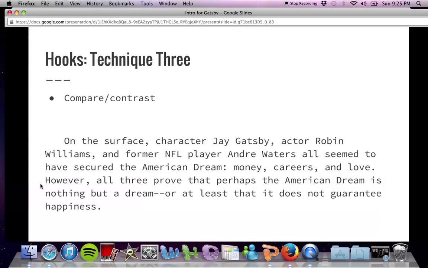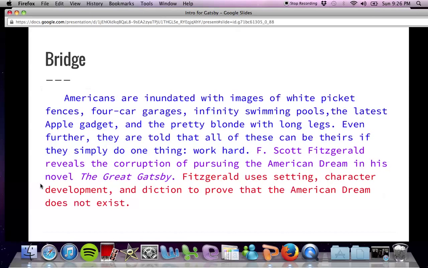not guarantee happiness. So I like this one because I would never even dream of placing Jay Gatsby, Robin Williams, and Andre Waters all in the same category. Like, I really could not think of a similarity. So I like this because it's different and it's sketchy. So now let's move on to the bridge.